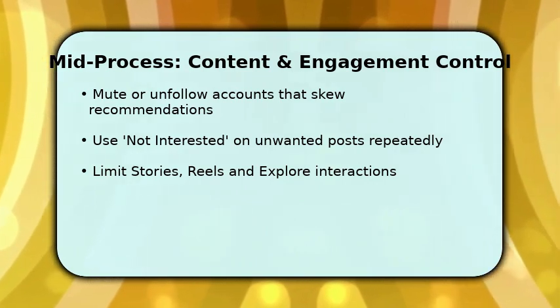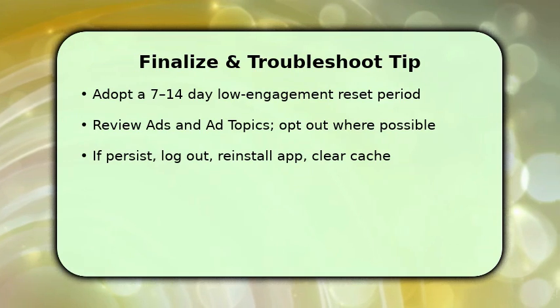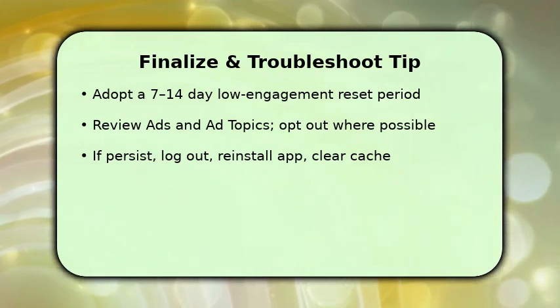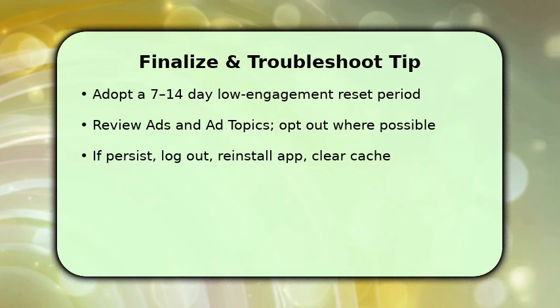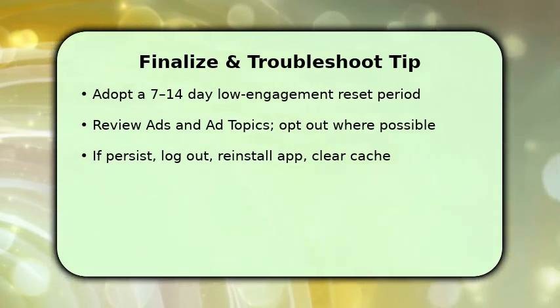content instead. Finish by committing to a low engagement reset, 7 to 14 days of minimal liking, commenting, and following so the algorithm can relearn. Meanwhile, review ad preferences and opt out of ad topics that reinforce old patterns.